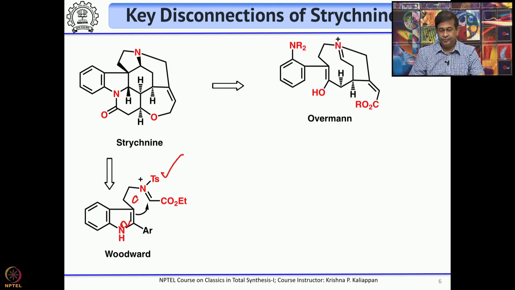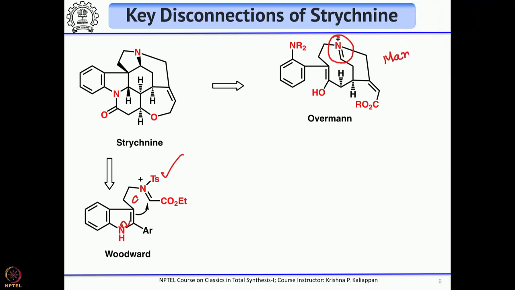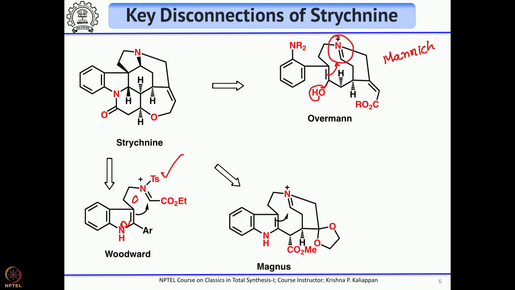Overman almost followed a similar trend, that is the iminium ion, but what he did was the spiro system was constructed by a reaction called the Mannich reaction. So this enol will come and attack. The Mannich reaction was the key reaction in Overman's total synthesis of strychnine. And Magnus also almost followed a similar method to Woodward's. You form the iminium and the indole double bond attacks and neutralizes the positive charge on the nitrogen.